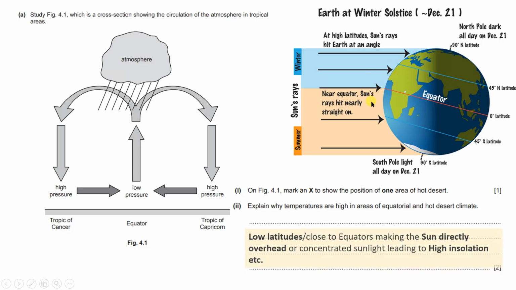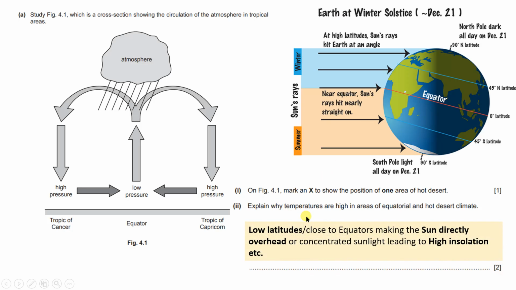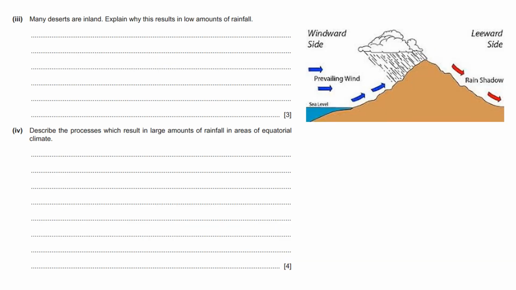So the answer is this simple. Equatorial and hot desert climates are low latitude areas, so they are close to the equator, making the sun directly overhead, and so the sun will concentrate in a small area, thereby leading to high insolation, which causes high temperature within those places. That's it.